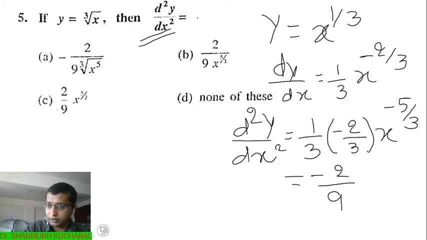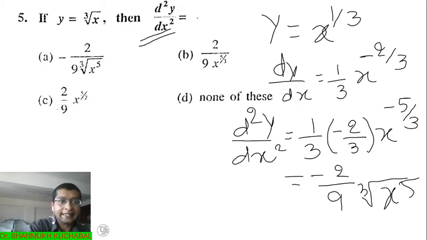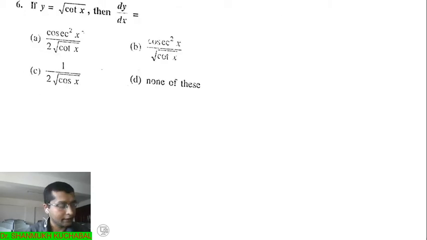Further, the negative power we have to take in the denominator, so we get the cube root of x raised to 5. Therefore option A is the right answer. Right. Next example.